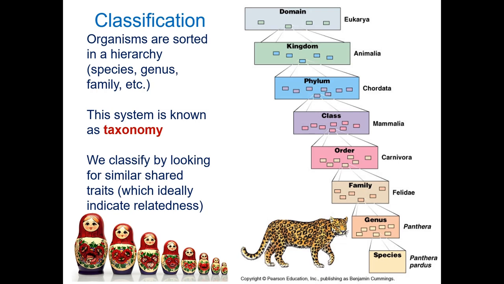And as mentioned, when we're defining a species, the easiest way to define a species, although it doesn't always work, is to think of a species as the largest population of organisms that can interbreed. Now, when we're classifying things, we try to look for shared similarities. Ideally, we look for shared similarities that tell us about relatedness. So all of the organisms that are within a family, for instance, should be closely related to each other. They should have evolved from a common ancestor not that long ago. Classification is also known as taxonomy. And as mentioned, ideally, we should also be including history, evolutionary history, which is something known as phylogeny.